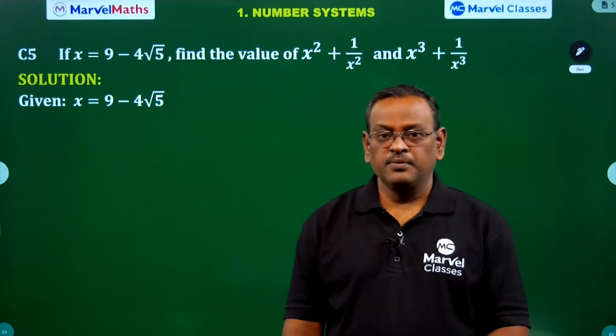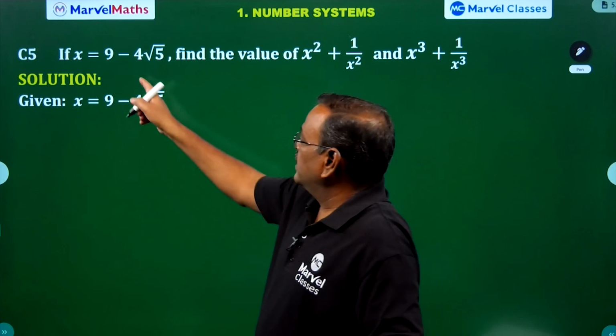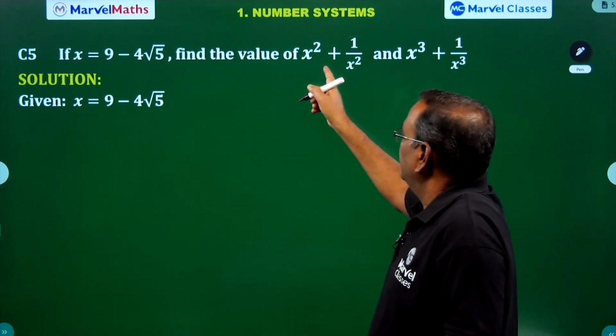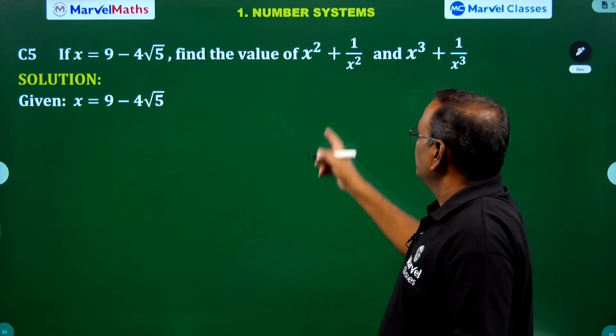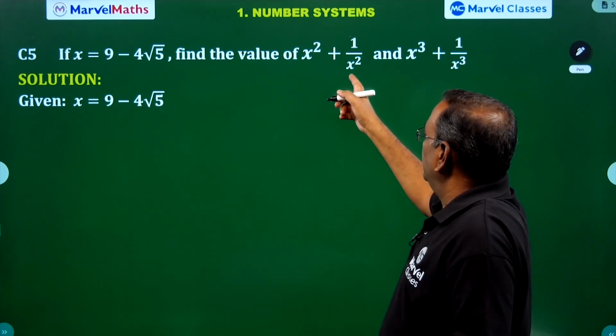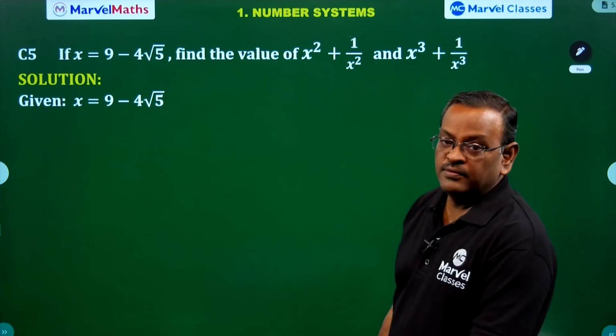Hello students, another important question that you can expect in section C. If x equal to 9 minus 4 root 5, find the value of x square plus 1 by x square and x cube plus 1 by x cube. Both the expressions contain 1 by variable. So for that, first find the value of 1 by x.